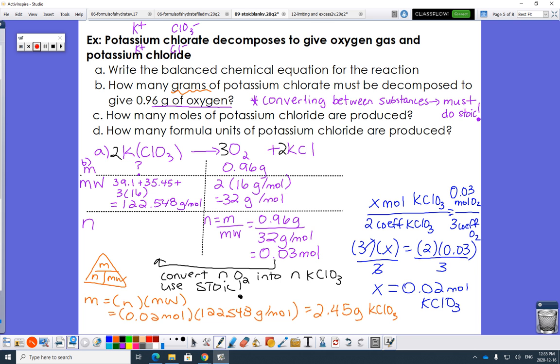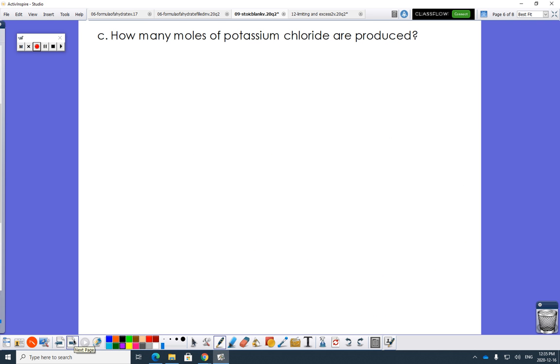There we go. So now you have more space. So how many moles of potassium chloride are produced? Again, I don't know why, but usually students go back to the one they're given. It doesn't really matter. But again, how many moles of potassium chloride? That's our X.